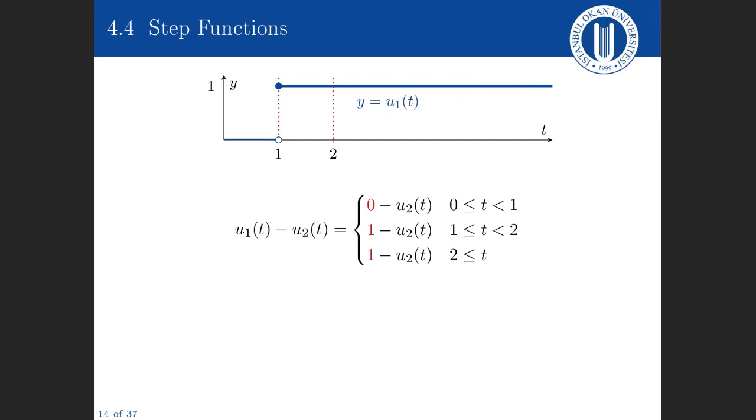Next, I want to look at u2. Now I've put the graph of u2 at the top. On the first interval, the function is equal to 0, then it's equal to 0, and then it's equal to 1. So we're going to have a 0, a 1, and a 1.